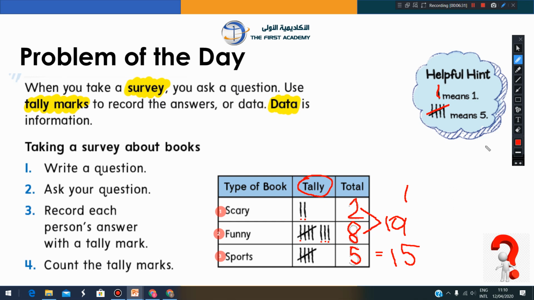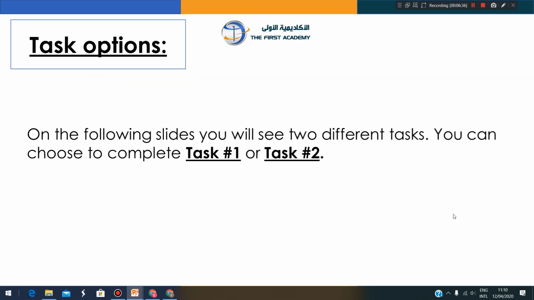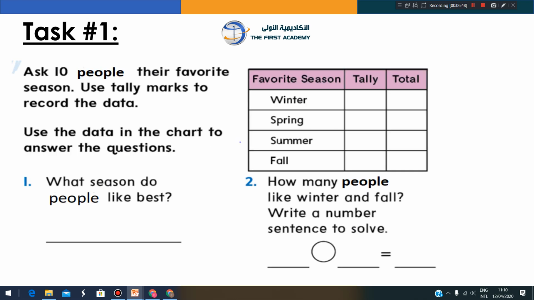Okay, so let's go ahead with the next slide. We have reached the task. We have two tasks, and you have to choose to do only one, either task number one or task number two. Task number one: ask 10 people their favorite season. Use tally marks to record your data.